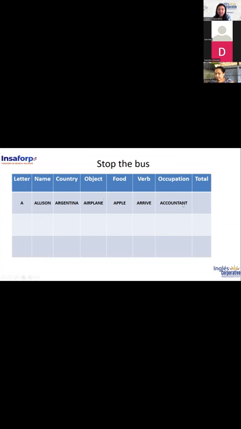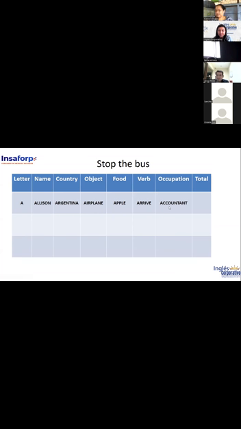The occupation, accountant. So I will tell you a letter and you have to write a name with that letter, a country, object, food, verb, and occupation. And when you finish, when you complete all the categories, you say, stop the bus, and we all have to stop. Todos tenemos que parar. We all have to stop writing, okay? But you have to say, stop the bus.